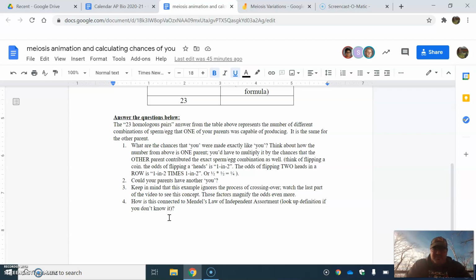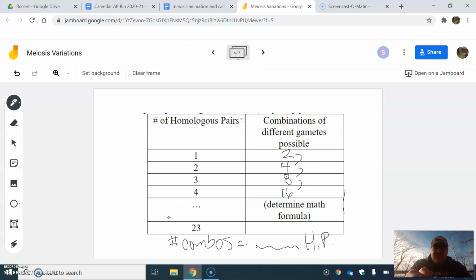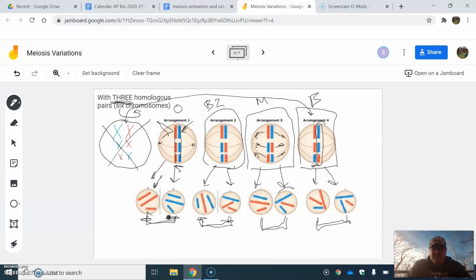And then finally, you're going to have to look up Mendel's law of independent assortment and see how that connects to how these chromosomes independently assort, how they line up in the middle during metaphase 1. Remember, metaphase 1 is always the key.